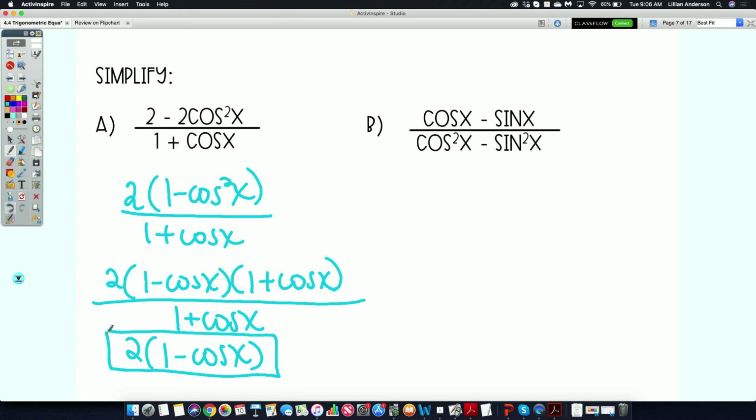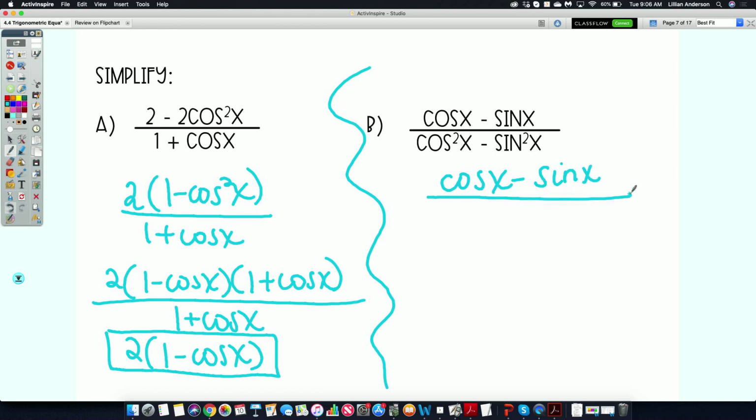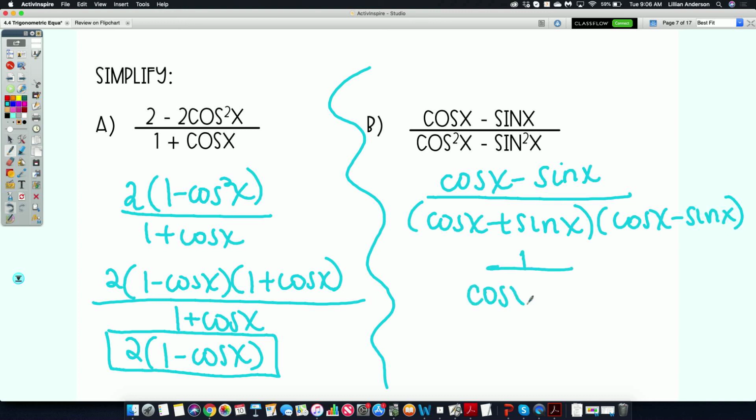Then in B, again, the denominator is just like the one that we had before, so this can be factored into a difference of perfect squares. So then the denominator factors to be cosine x plus sine x, and then cosine x minus sine x. So then the top and the bottom cancel out as well, and you're left with 1 over cosine x plus sine x. And you can't go any further from here. Questions?